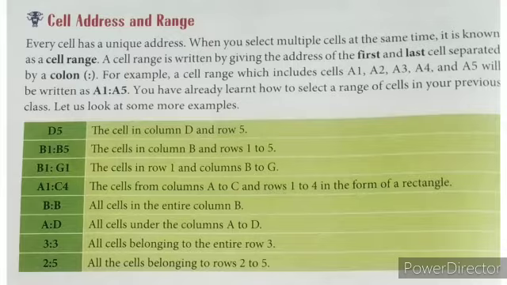Now what is a cell range? When we select multiple cells at a time, it is called a cell range. How will we select multiple cells? For this, students, use the first cell address, after that a colon operator, that is double dot, and after that you will use the last cell address.